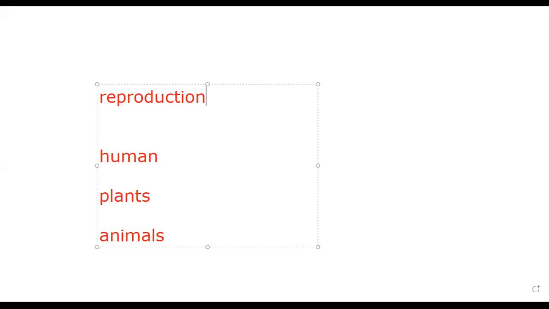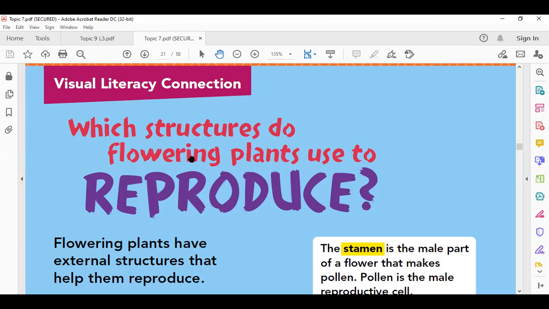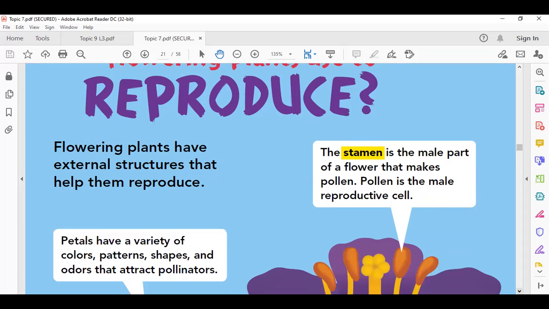Reproduction is very important. Today, inshallah, we are not going to talk about reproduction in plants in general, but about the structures or the parts of the plants that help the plants to reproduce. Which structures do flowering plants use to reproduce? Of course, many plants have flowers, and they are called flowering plants. Let's see what the structures are that help the plant to reproduce.